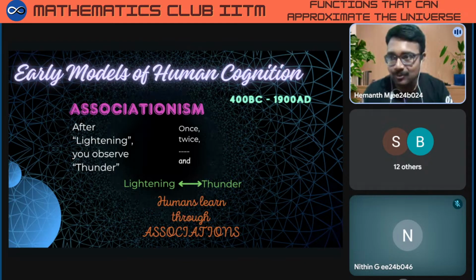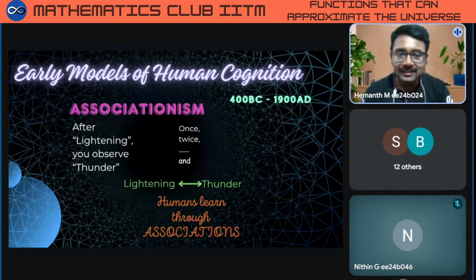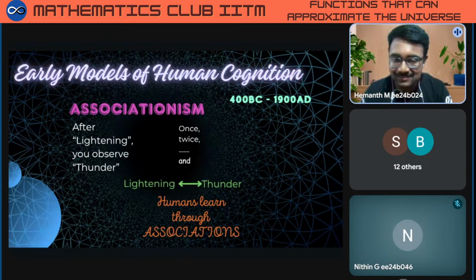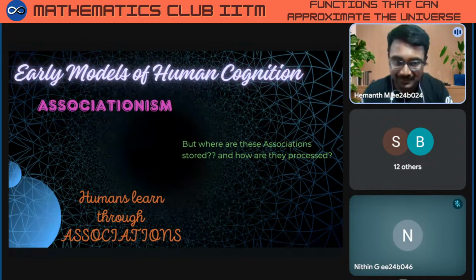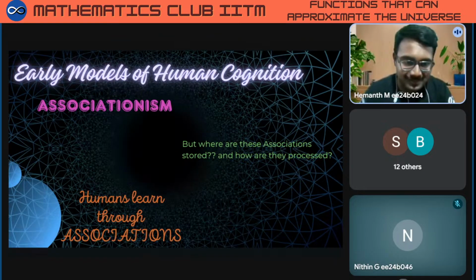Now if you think about it, this is a fairly powerful idea, because even today with all our AI models, we are trying to associate an input to an output. So it's some sort of an association. But just saying that humans learn through associations is very naive, meaning we get some questions like where are these associations stored, how are they processed, and so on. So this was powerful but not concrete enough for any practical use.